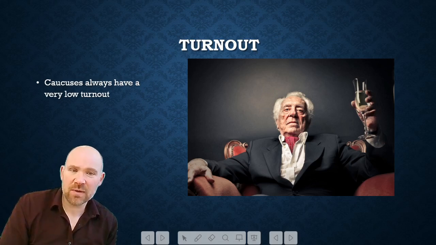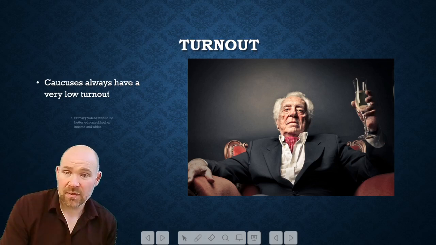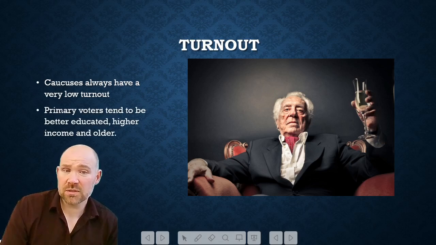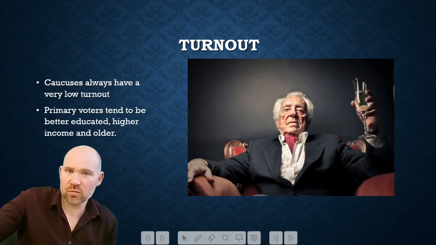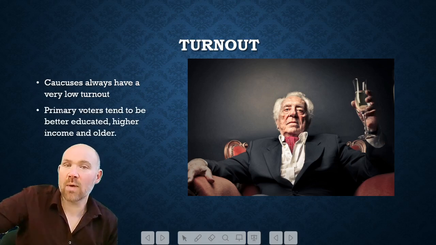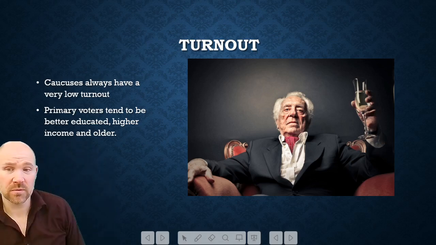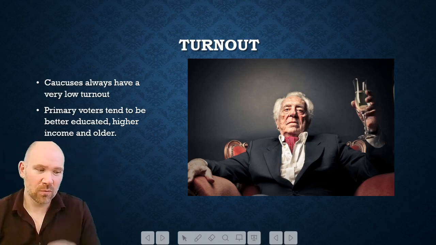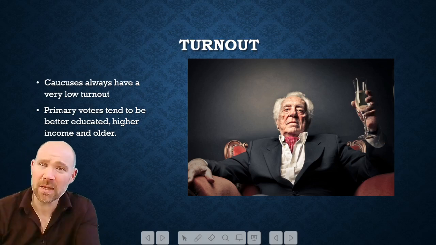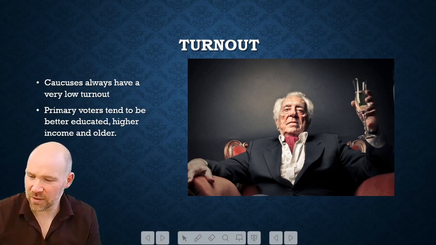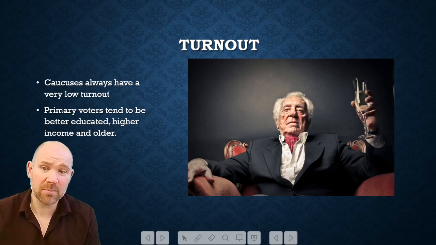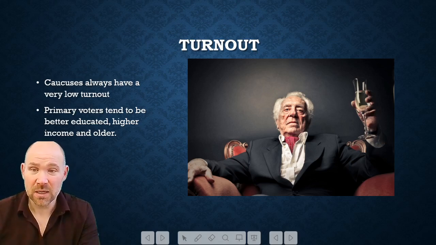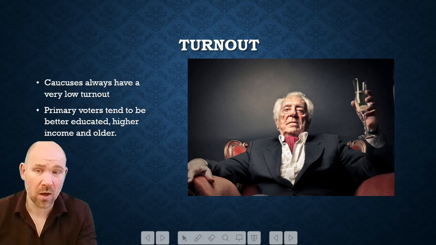So caucuses have a very low turnout, which means very few people actually get to make that individual decision. Primary voters don't tend to be the same group of people as the general election. General elections tend to have a relatively strong turnout from a range of groups of people, whereas primary voters tend to be your hardcore people that are really into politics. Basically, you and me, the real politicos. They tend to be better educated, they tend to have a higher income, and they tend to be older. Maybe that's what gives them time to go to caucuses, but this is primaries as a whole.